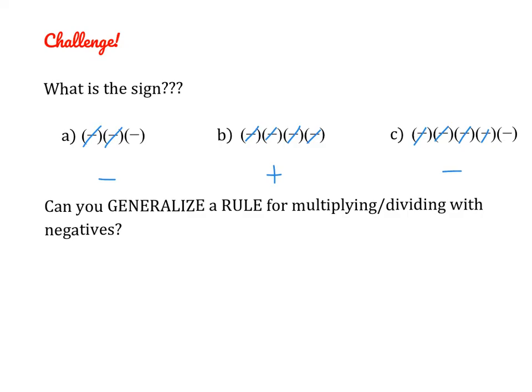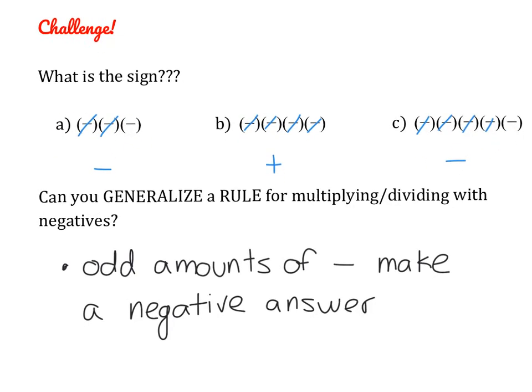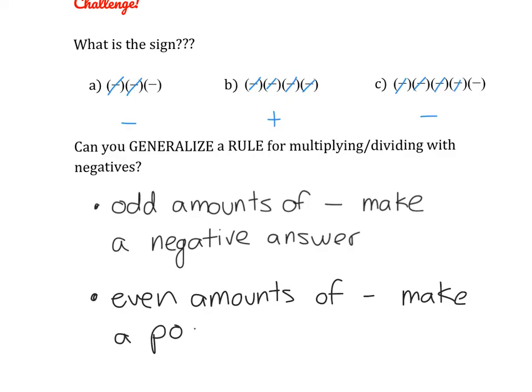So you might notice that it's flip-flopping from negative to positive to negative. So perhaps if you wanted to generalize a rule, it would be odd amounts of negatives make a negative answer. So for example, in this first part, I had 3 negatives and it was negative. I had 5 negatives and it's negative. And even amounts of negatives make a positive answer because pairs cancel each other out.